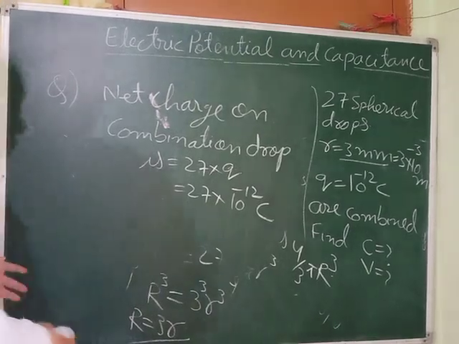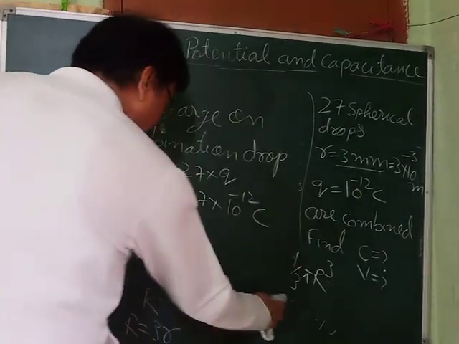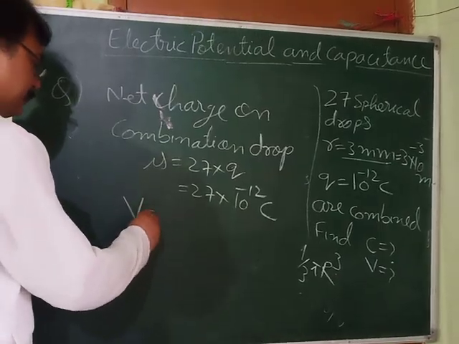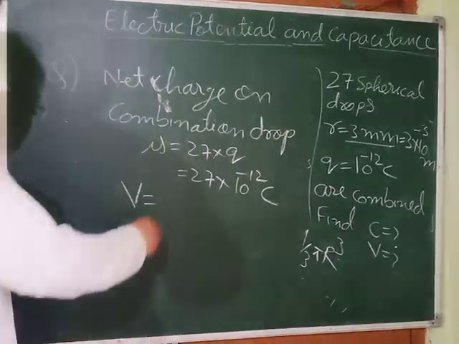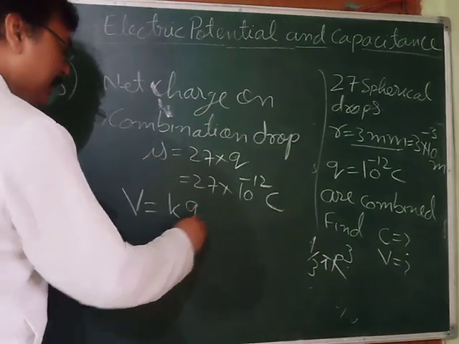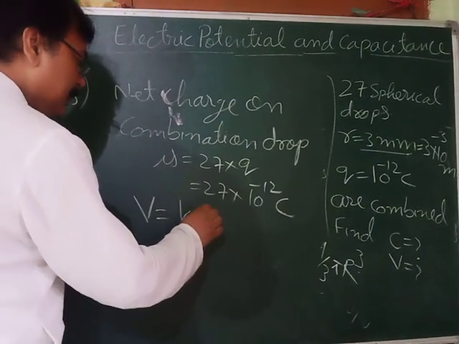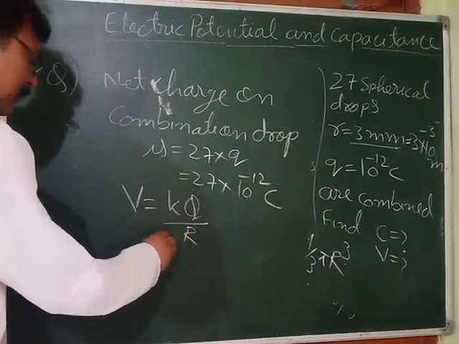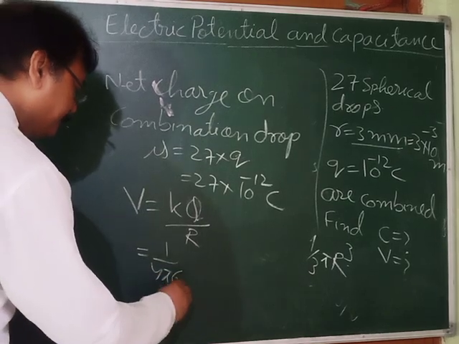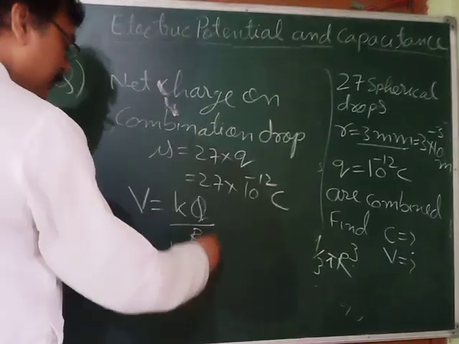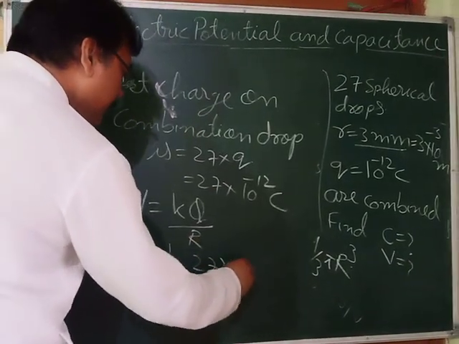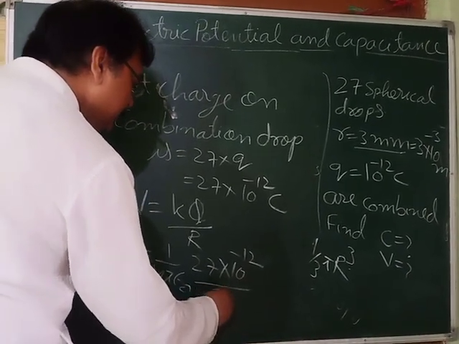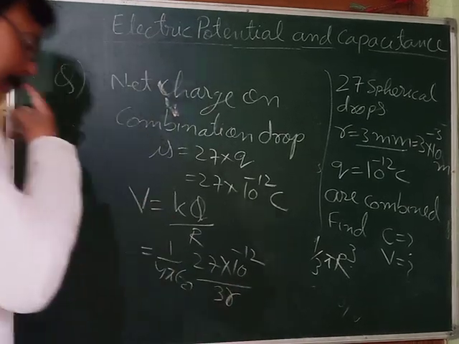Now can you find out the potential? Potential is Q by radius R times K. K is what? 1 by 4 pi epsilon naught. Q is this one, that is 27 into 10 to the power minus 12. R is 3r. Okay.